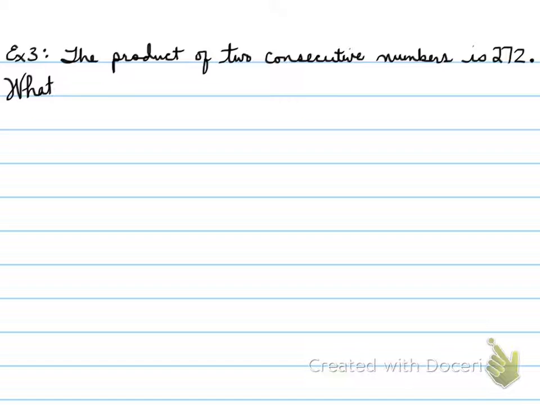Example 3. The product of two consecutive numbers is 272. What are the numbers? That is what we need to find out. Here we have a word problem with no equation given.